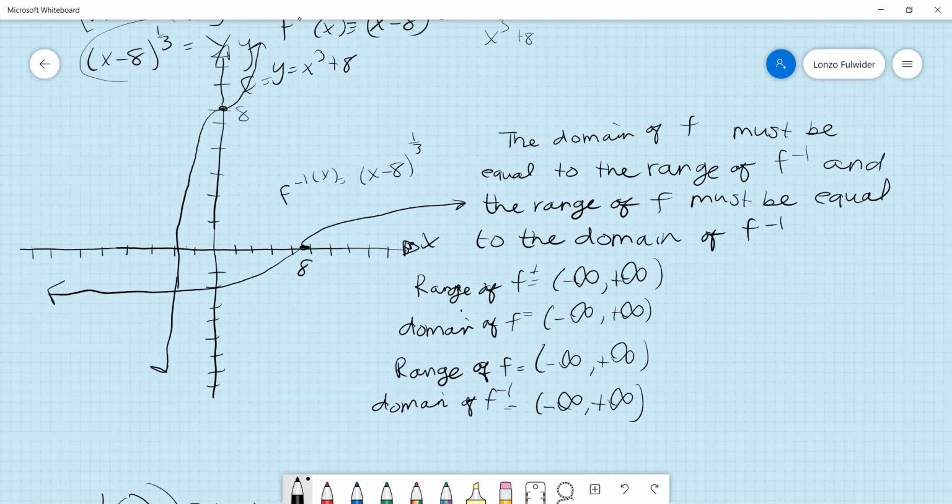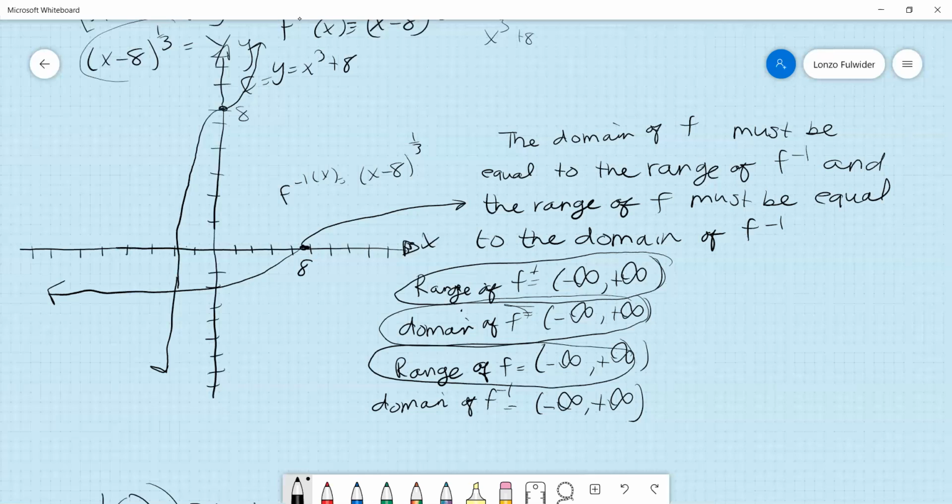So the rule says the domain of f must be equal to the range of f inverse. So let's see. Here's the domain of f. Does this equal the range of f inverse? Here's the range of f inverse. They are exactly the same. So this rule works. This statement is true. And then they said that the range of f, negative infinity to positive infinity, must be equal to the domain of f inverse. So this is equal to this. So that satisfies this one.